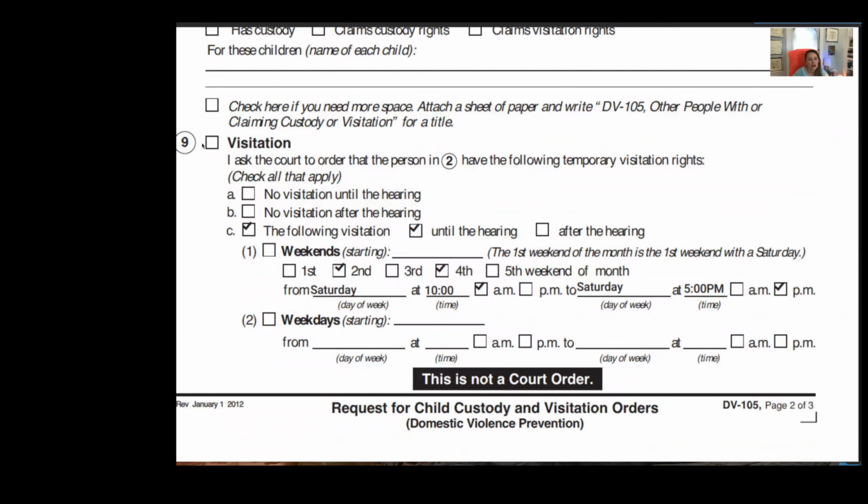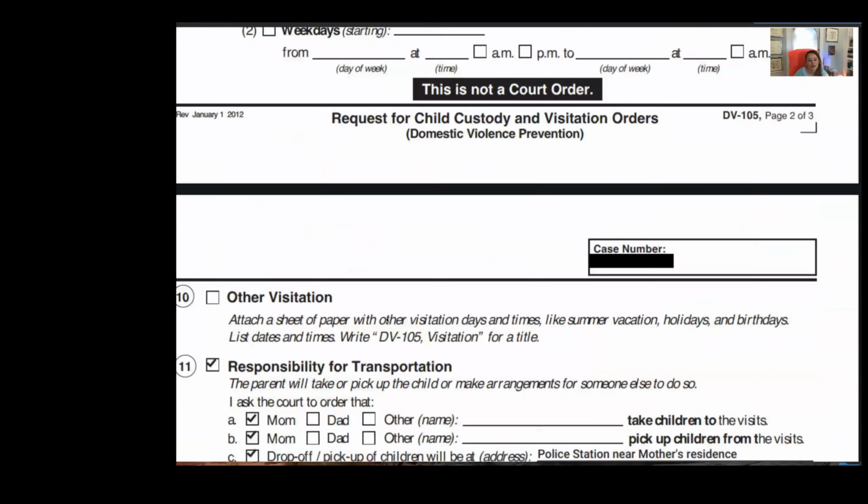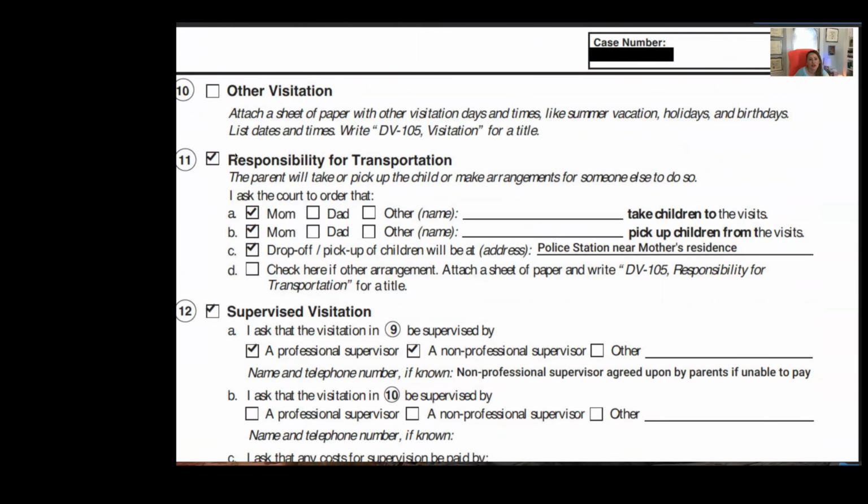Here in number 9, there is a checkbox missing. It disappeared. And then in C, the following visitation orders, you can say no visitation until the hearing, which is going to be temporary, no visitation after the hearing, or you can propose a visitation. For example, no overnights or just weekdays. Fill it out based on what you need. Other visitation, attach a sheet of paper with visitation days and times like summer vacation and holidays. I wouldn't do it because remember, it's just a temporary order. You will get a hearing within 24 days from filing, so there is no need to. I never fill out number 10.